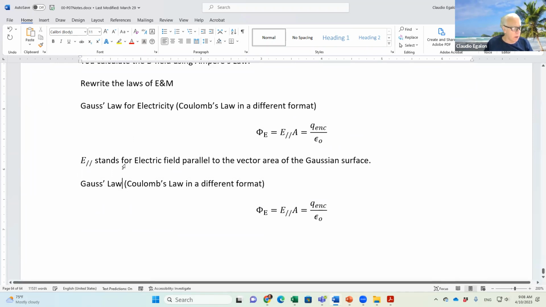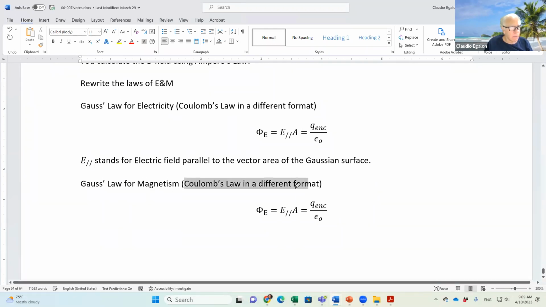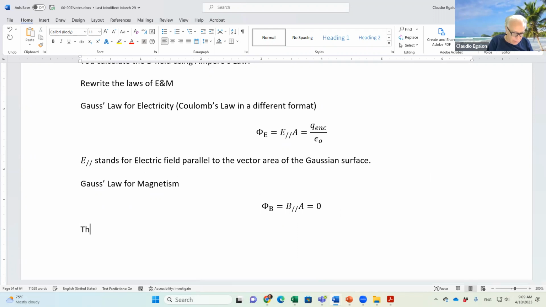Okay, Gauss law for magnetism. It's going to be the magnetic flux, which is nothing but the magnetic field parallel to the vector area, and what goes on the right side is the zero. This equation means that there are no magnetic charges. That's what it means.